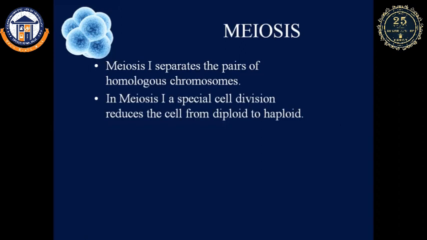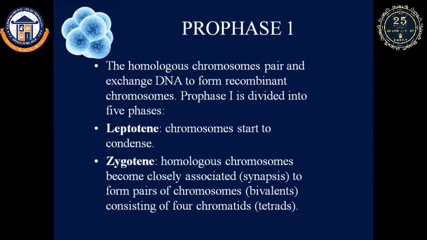Meiosis. Meiosis involves the separation of homologous chromosomes. It is a special cell division that forms haploid cells from a diploid cell. The homologous chromosomes pair up and exchange DNA through recombination, and there are five stages in prophase: leptotene, zygotene, pachytene, diplotene, and diakinesis. In leptotene, the chromosomes start to condense. In zygotene, the homologous chromosomes, which are closely related chromosomes, get attached to each other to form four chromatids.